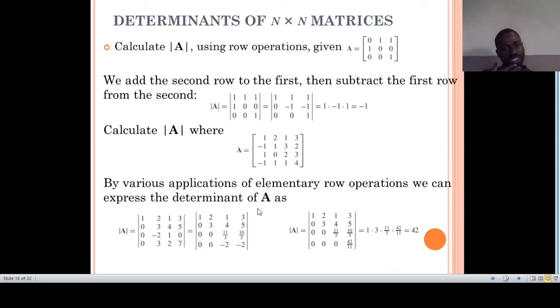Now, let's give you some examples. Look at this example. Calculate the determinant of A using row operation. As I told you, we are using row operation here. Calculate the determinant of A using row operation, given A equal to 0, 1, 1, 1, 0, 0, 0, 0, 1. How are we going to do this? Very simple. I hope you have not forgotten the way we obtain the inverse of a matrix.